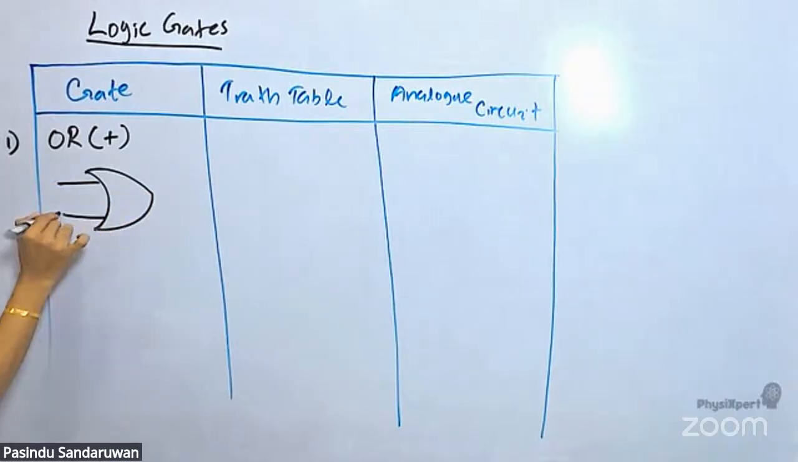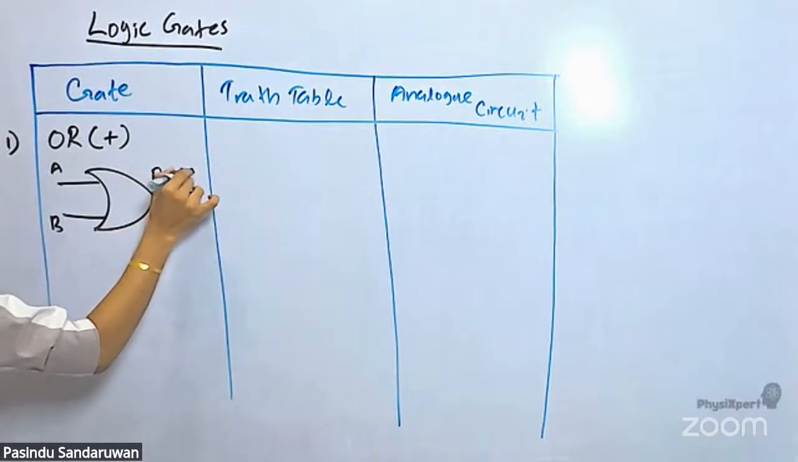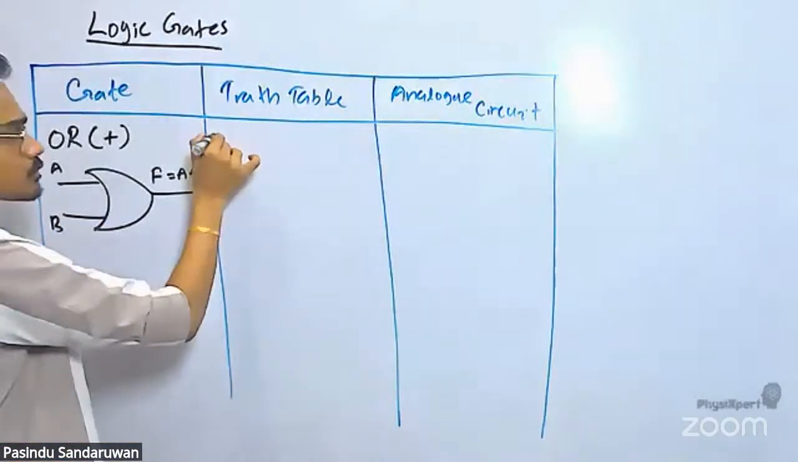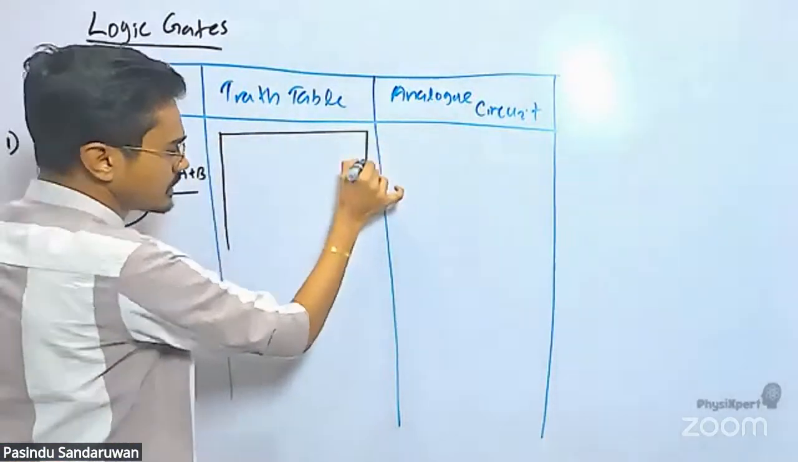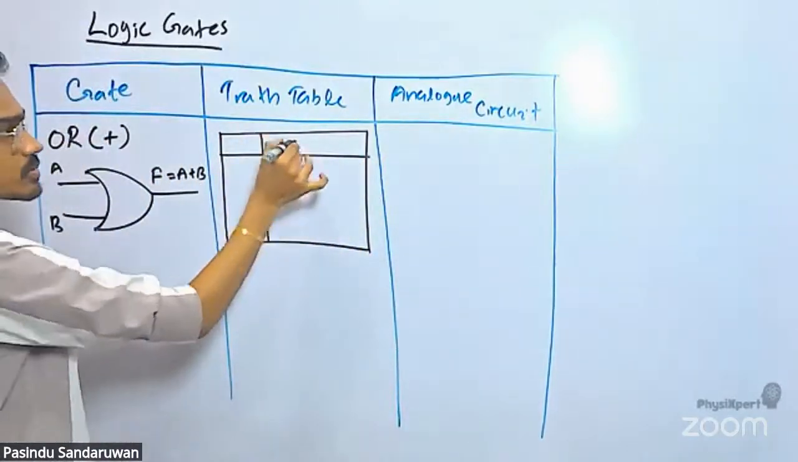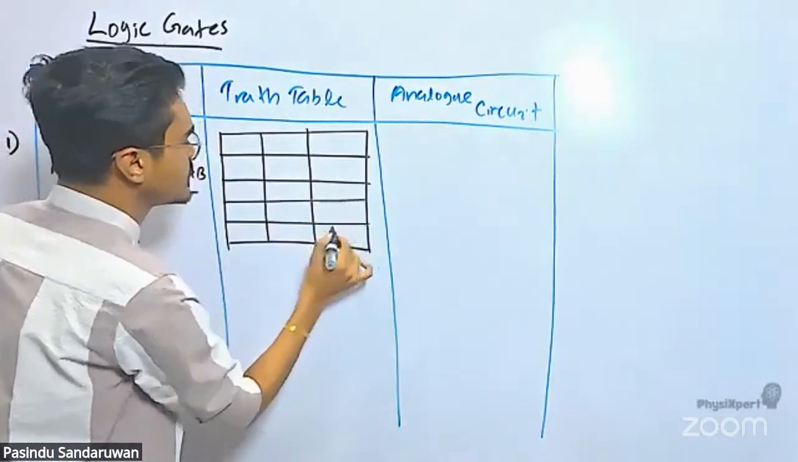If A and B are inputs to the gate, the output is going to be A plus B. That is the graphical representation. Then the truth table, you have to complete this. Variables are A and B, then you will get 4 possibilities.